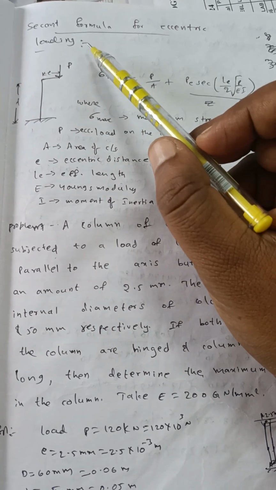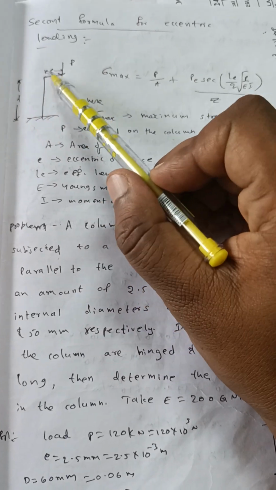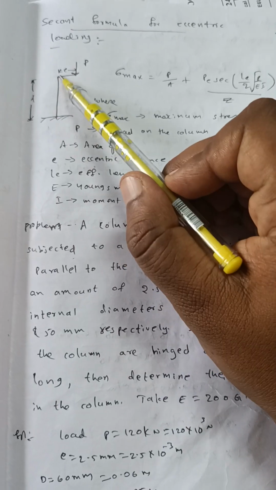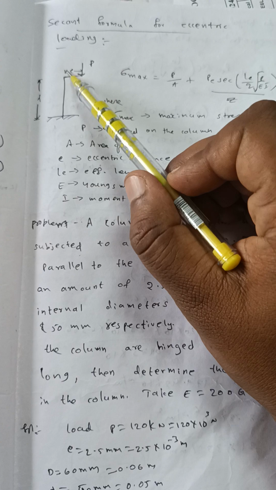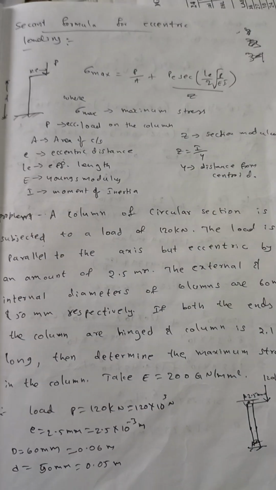First of all, let us discuss the secant formula for eccentric loading. So this is the column, the length of the column is L and load P is coming on the column. It is an eccentric load. The load is acting at a distance of e from the axis of the column. Okay, now this is the secant formula.